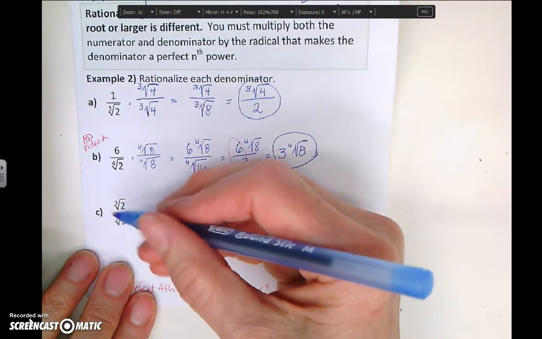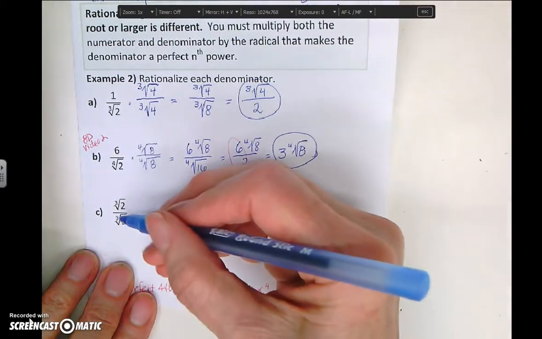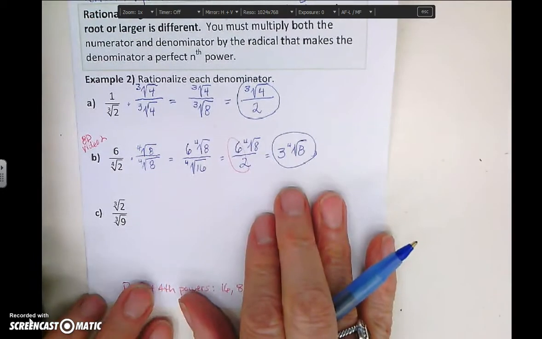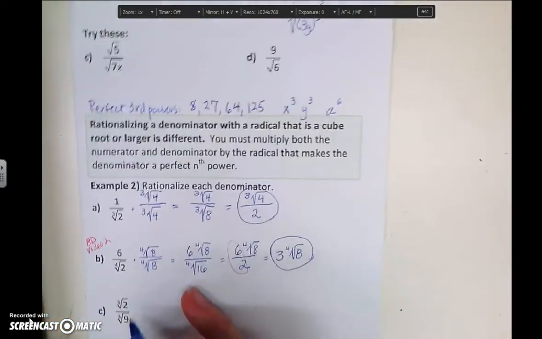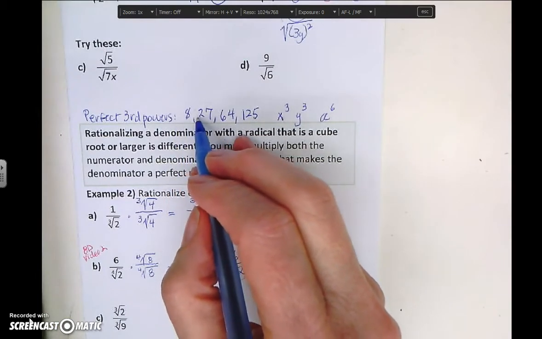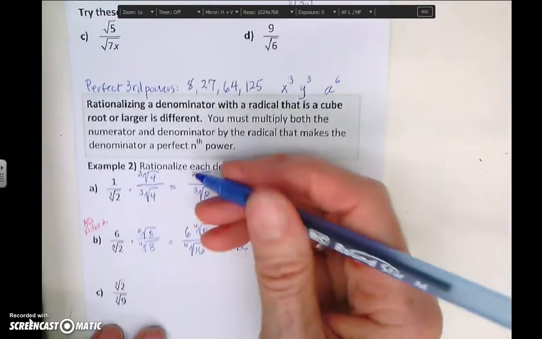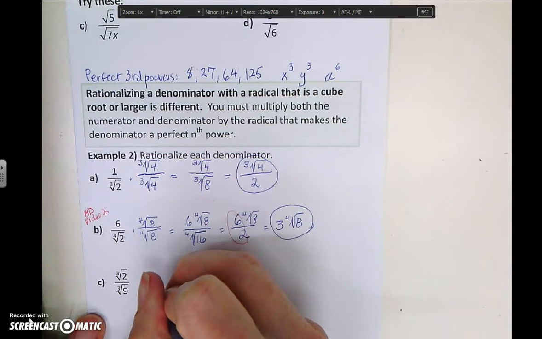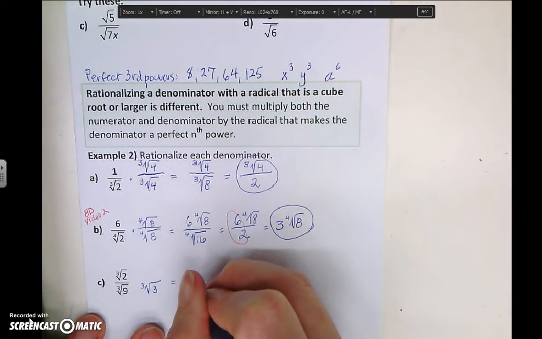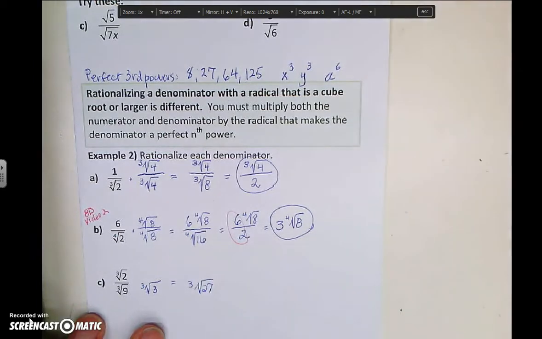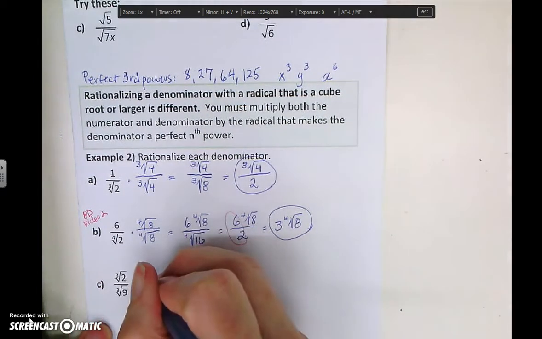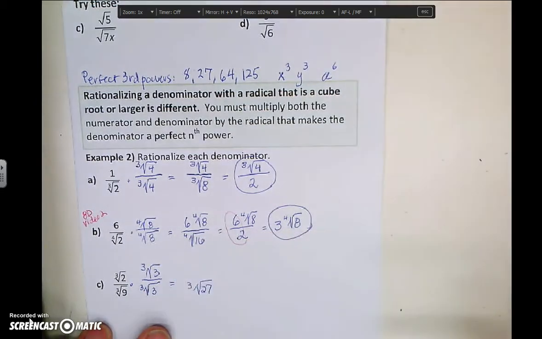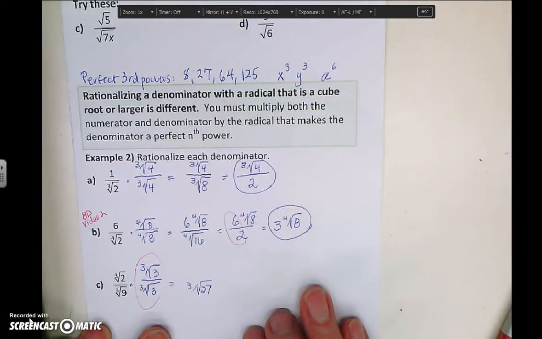It does not reduce, and it's a cube root, so I can't take the cube root of 9. I need to have a perfect third power, something that I can multiply and get a 9 out of, so that's going to be 27. So I am going to multiply this by the cube root of 3, so that when I finish multiplying, I'm going to end up with a cube root of 27. Whatever I do to the denominator, I have to multiply the numerator by the same thing, so that I've got this clever one right there.